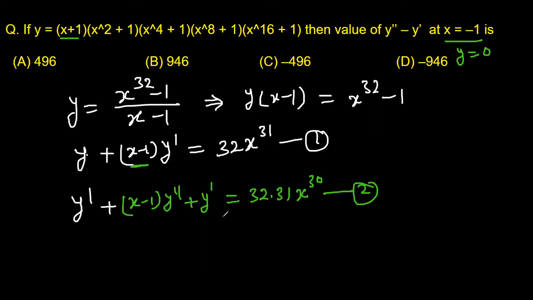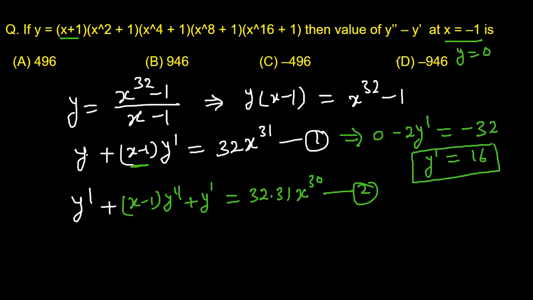All right, so from this equation, what do you get? If you put y equal to 0 and x equal to -1 there, you get 0 minus 2y dash is equal to -32, because x to power 31 with x equal to -1 is -1. Yes, so that gives you y dash is equal to 16. Means the first derivative y dash is 16. This we need because we want to find this value, no? Also, if you put y dash equal to 16 in the second equation, so what do you get?